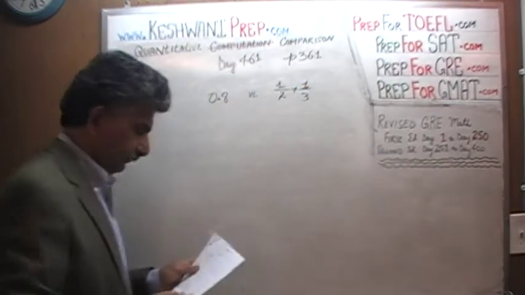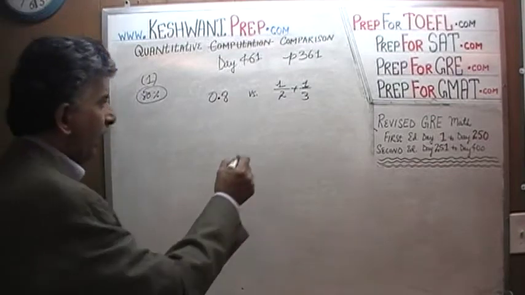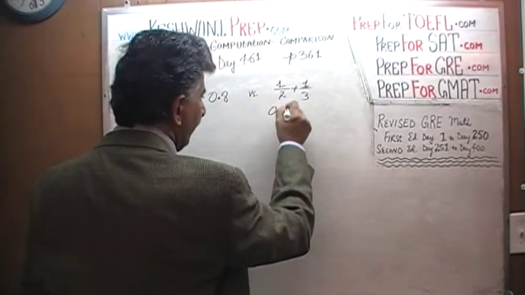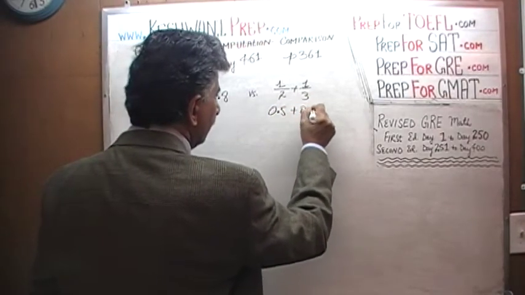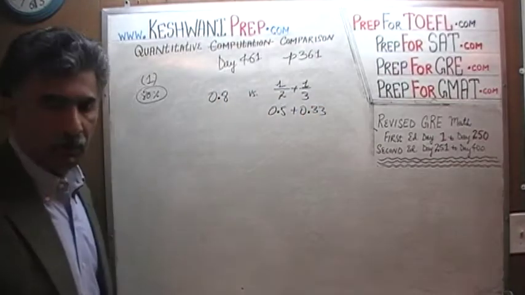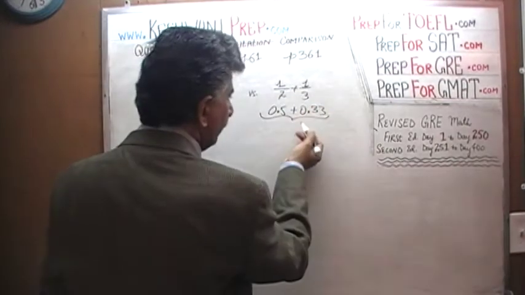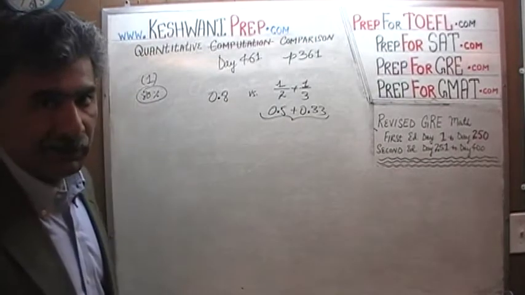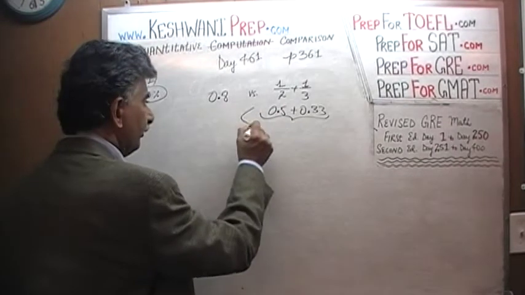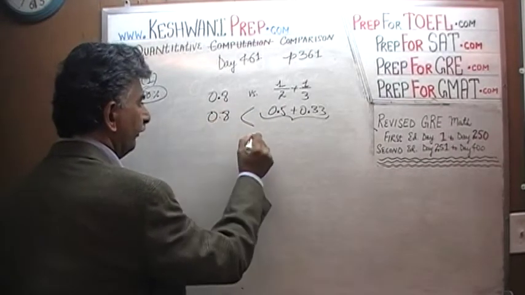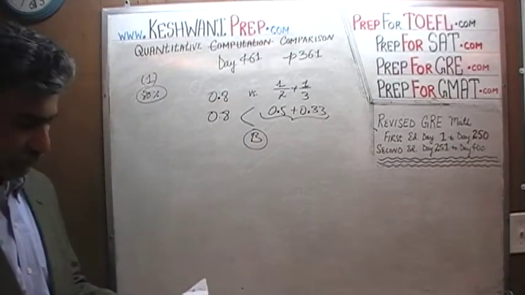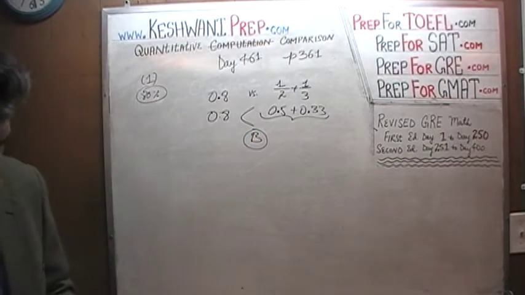Half plus a third. Well, what can we do? Well, we know half is just 0.5. And a third we know is 0.33. As you can see already, 0.5 and 0.33 is going to be 0.83, and 0.83 of course is more than 0.8. Answer is B. Let's do the next one.